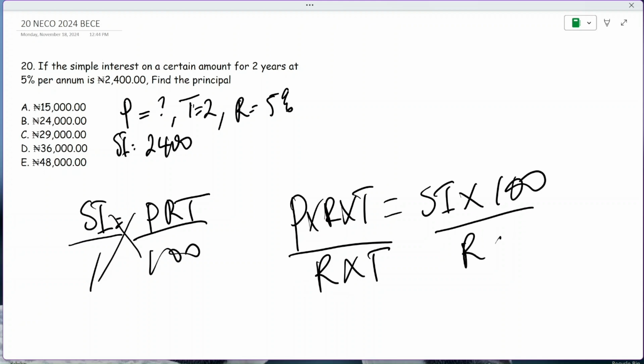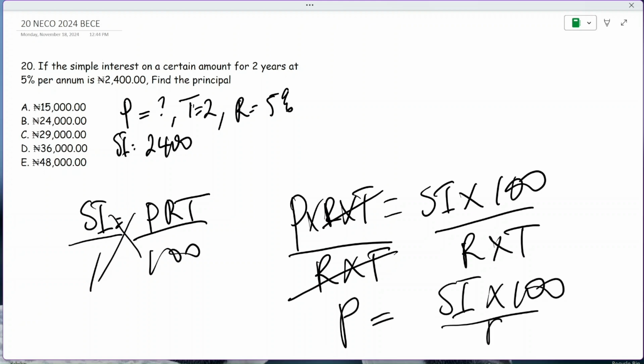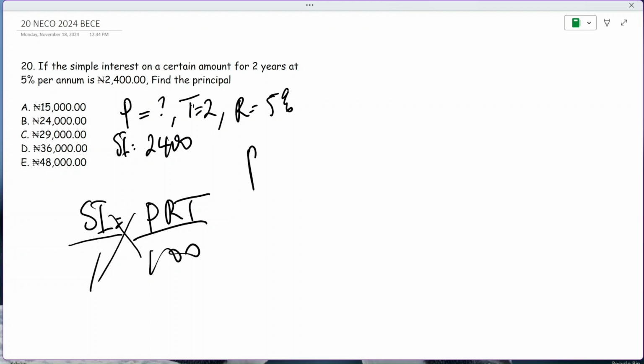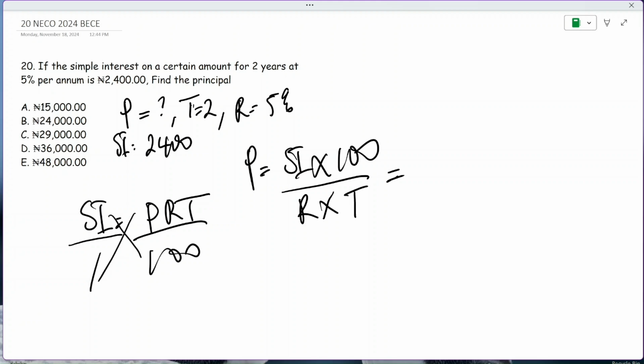You do this to this other side. Whatever you do to this side in math, you have to do it to the other side. This cancels this out. Then your P standing alone will be SI times 100 over R times T, as your rate times your time. We have now derived or proven that the principal is equal to the interest, that's SI times 100 over R times T. Knowing that principal equals simple interest times 100 over R times T, we'll apply it to find our principal.